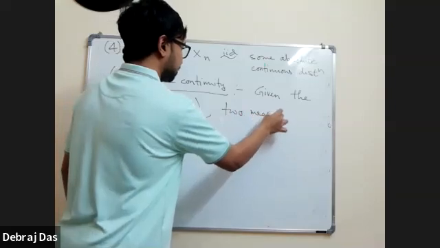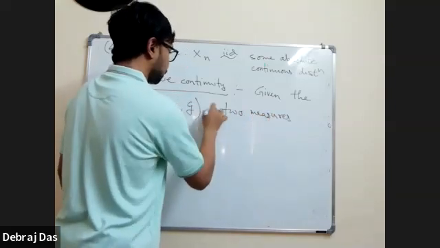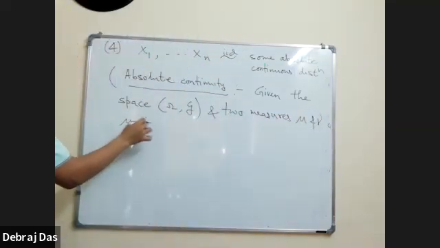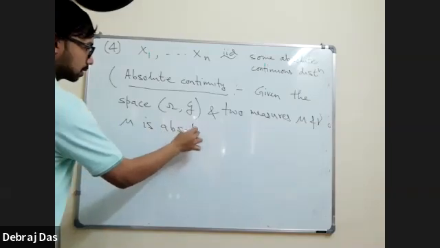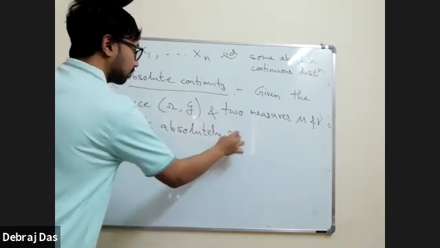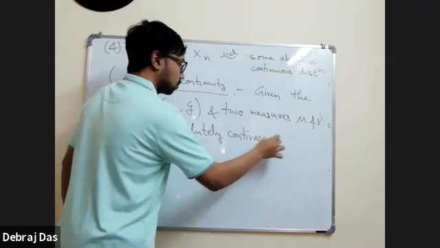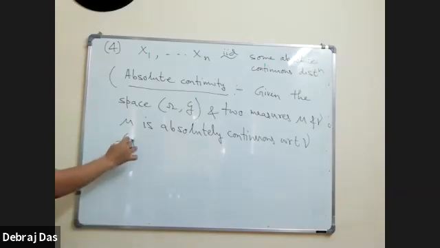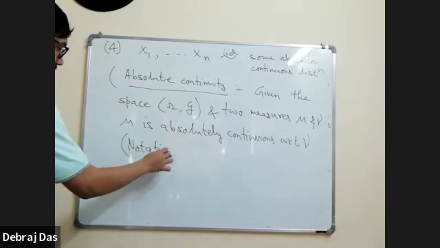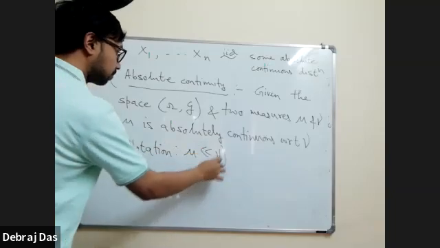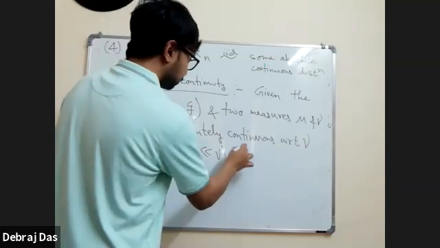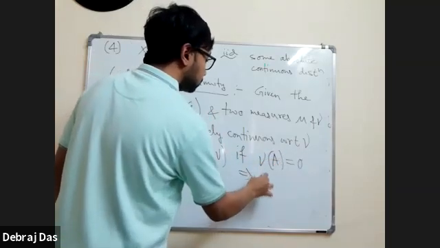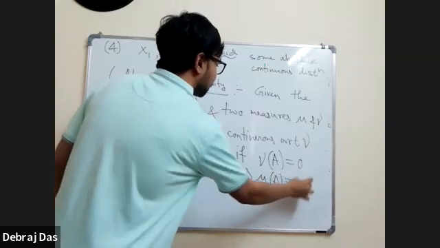Given measures mu and nu, mu is absolutely continuous with respect to nu, or the notation is this: if nu of A is 0, we imply that mu of A is also 0.